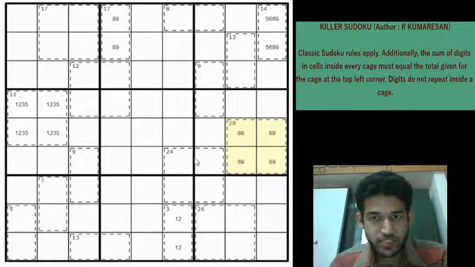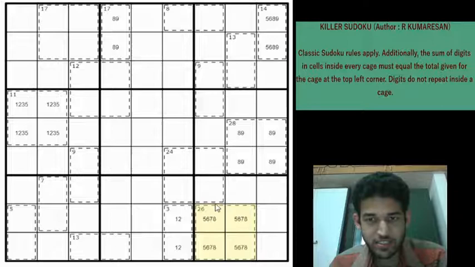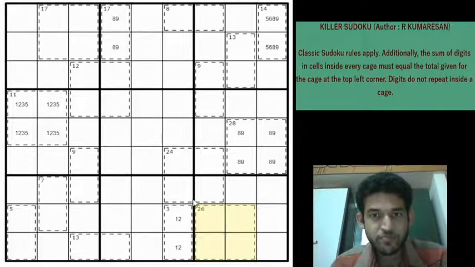So let us look for similar cages which have any information. We have a 26 here. 26 can be well made without the 9 or the 8 as well. If you don't have a 9, we will have a 5, 6, 7, 8 which is reaching 26. So you don't have any information from this 26 cage here. Let us look at this 12 cage.